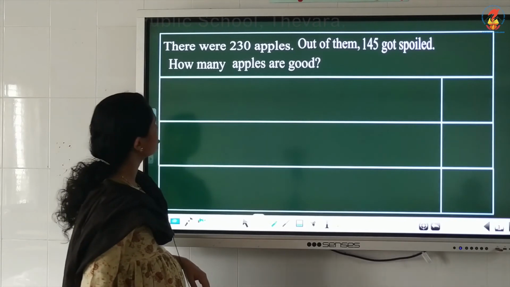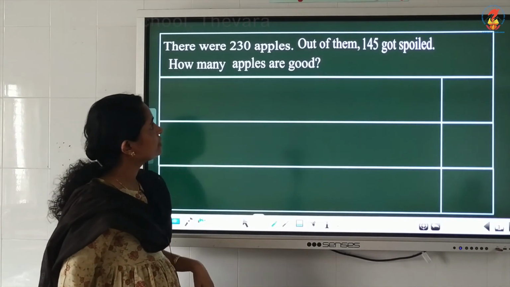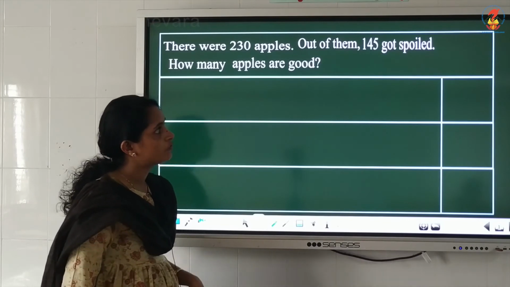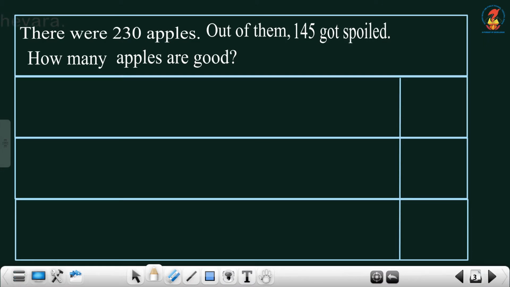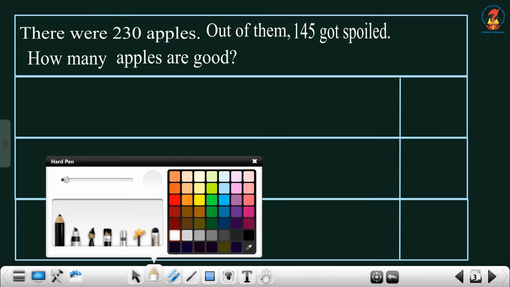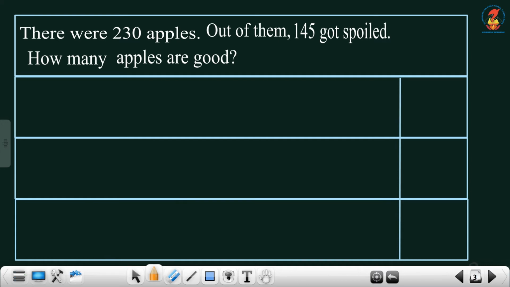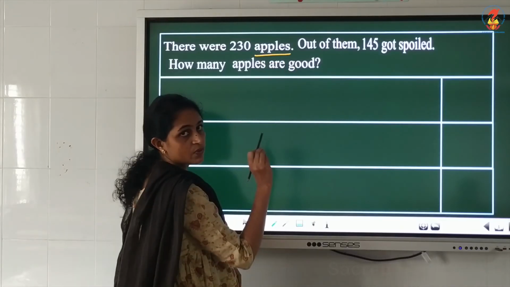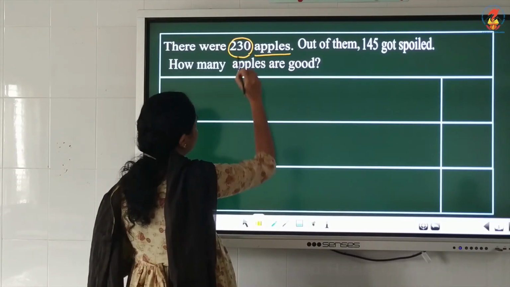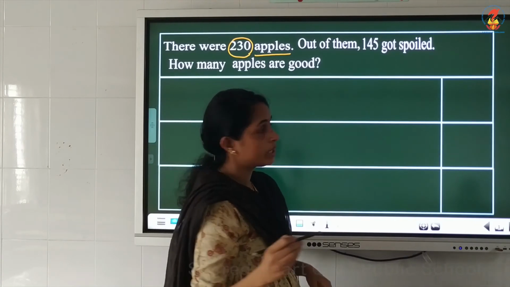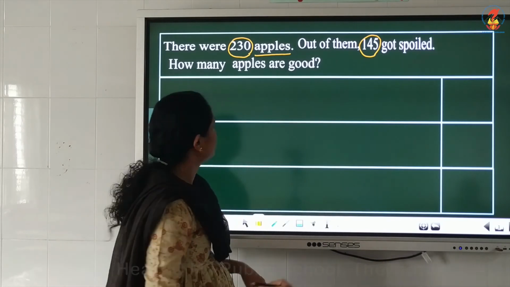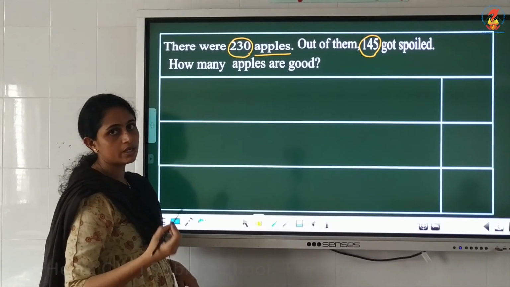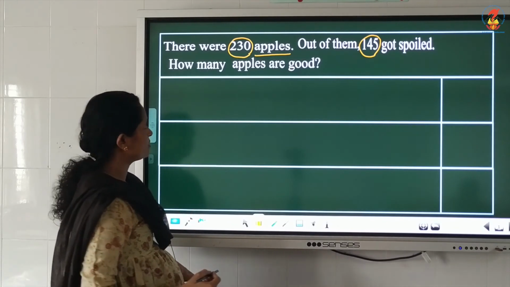So, children, question is on the board. There were 230 apples. Out of them, 145 got spoiled. How many apples are good? Okay. So, children, number of what is given? Number of apples is given. How many apples were there at first? 230. How many apples got spoiled? 145 apples got spoiled. Now you are asked to find the number of good apples. Okay, so we can start writing the statements.